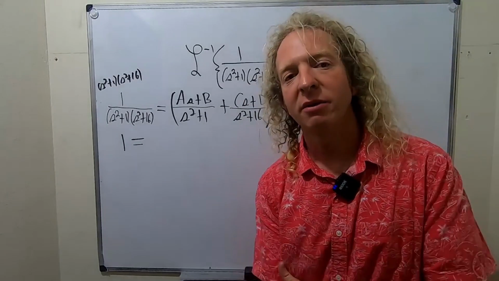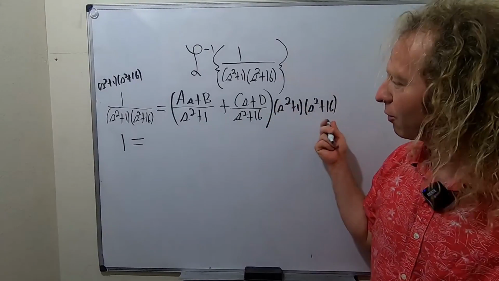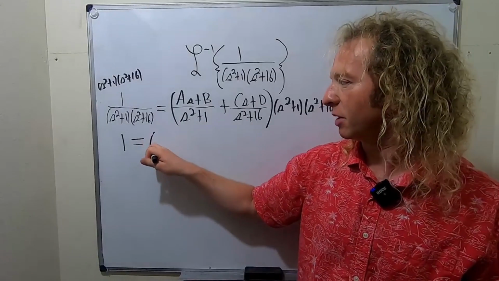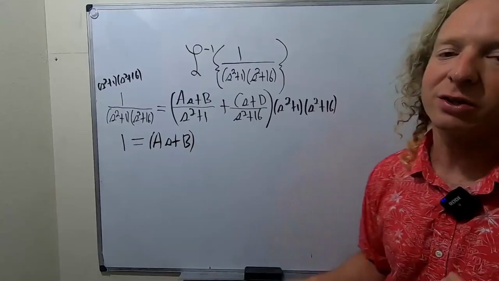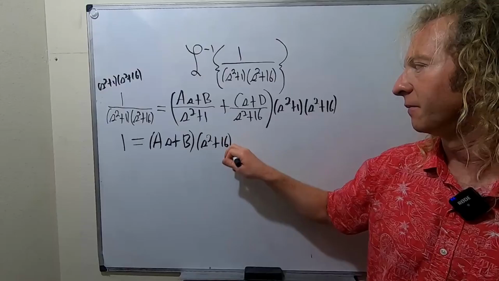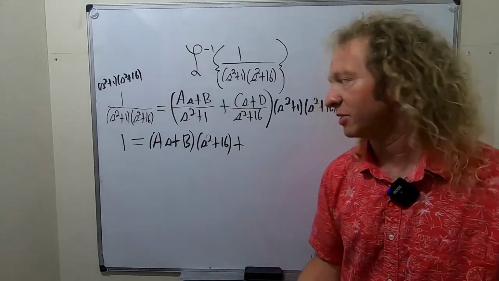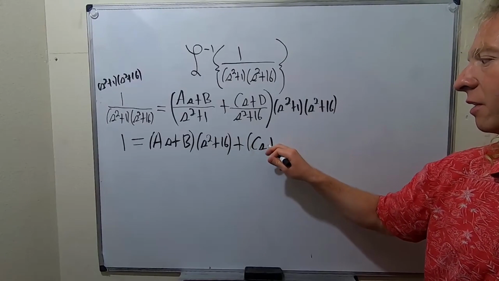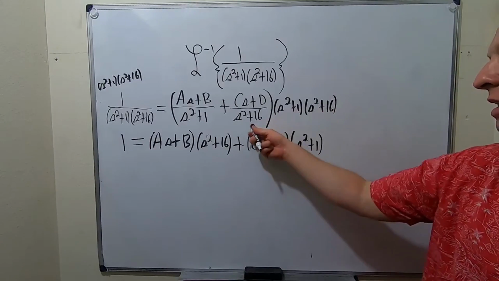Now you could do it in your head, but I like to show this. That way it's easier to not mess up. So we're taking this and we're multiplying it by all of this. So these cancel, so we're left with AS plus B. And then times the S squared plus 16, that's what's left. So S squared plus 16. Then plus this times this. So now the S squared plus 16's cancel, so we have CS plus D times S squared plus 1, because these cancel.